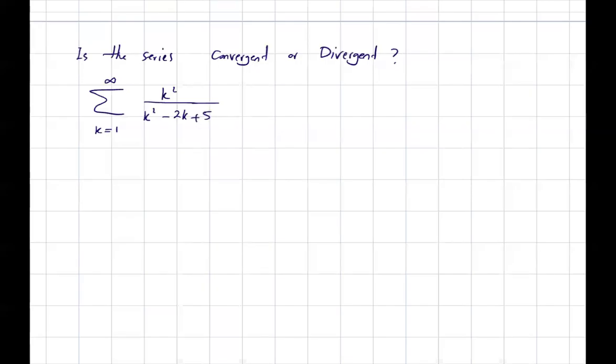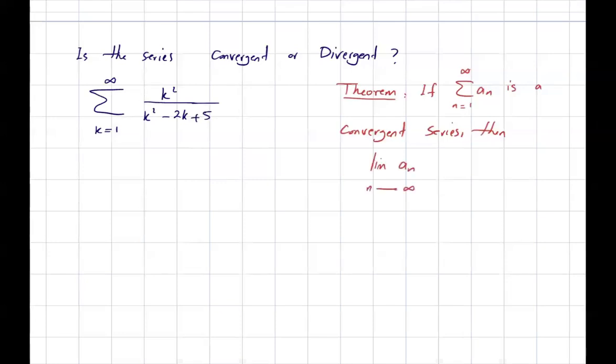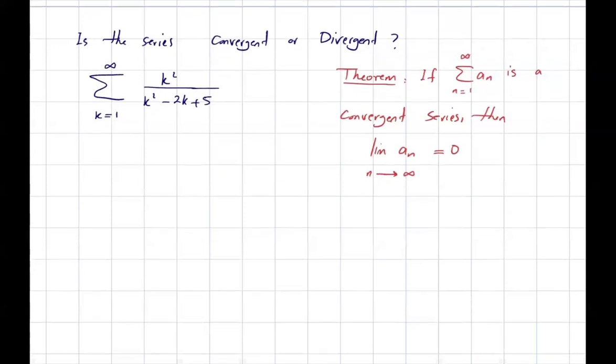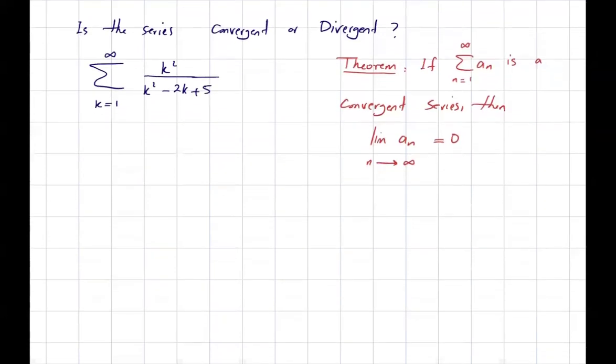Is this a convergent or divergent series? Let us remind ourselves of a theorem that we proposed. The theorem says if you have a series and it is convergent, then the limit of a_n, or the limit of the general term as n goes to infinity, must be equal to 0. Out of that theorem, we got an important convergence test.